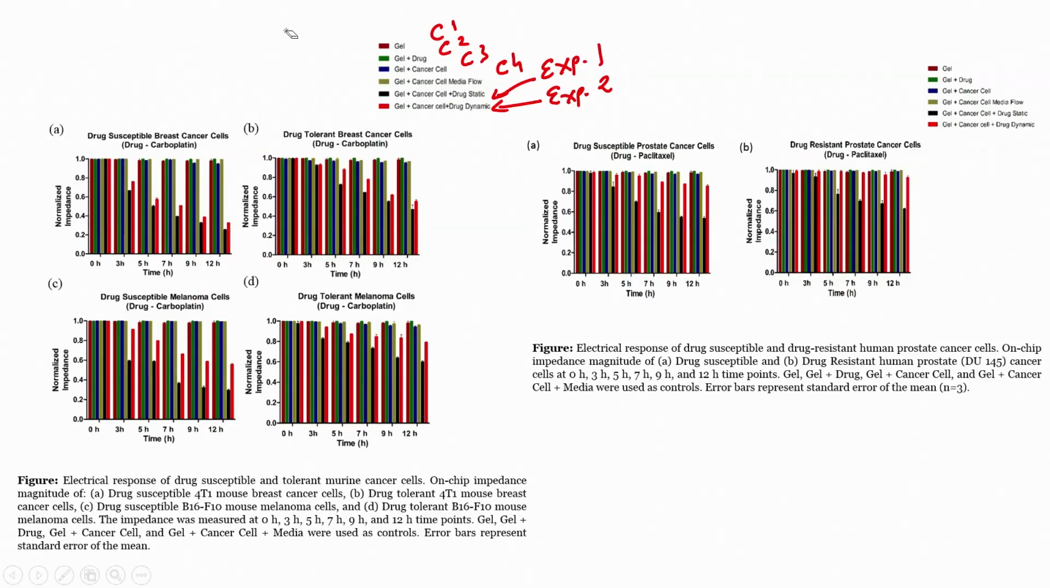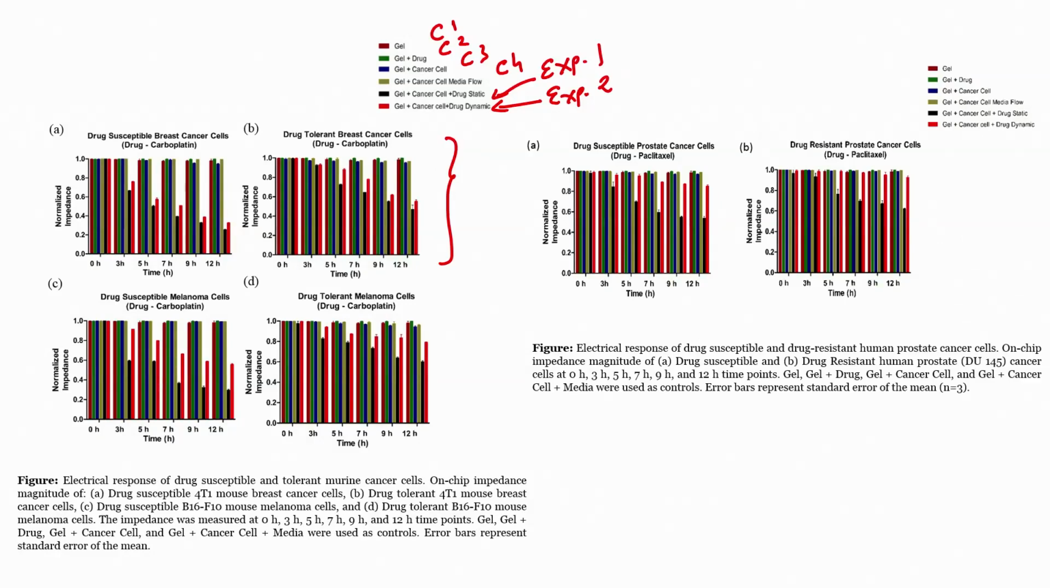In that case also we could clearly see a signature at 1000 hertz, this is impedance, and we can see that the static results are different than dynamic. However, we can clearly understand the effect of drug using the dynamic platform.